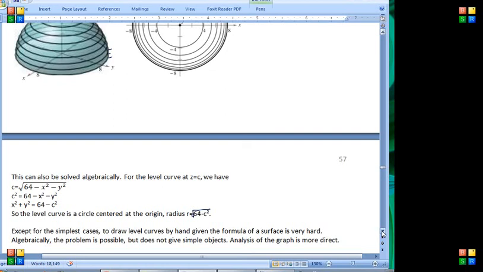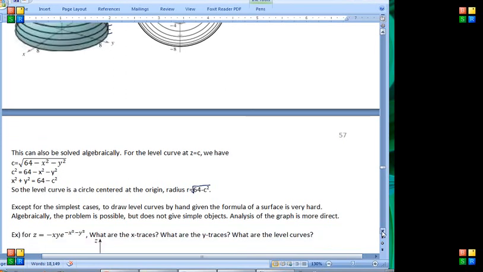Algebraically it's possible in these harder cases, but it doesn't give simple objects, and it's easier to either use software or look at the graph directly. So let's take a look. So this function, z equals negative xy e to the negative x squared minus y squared. What are the x traces? What are the y traces? Instead of calling them z traces, we're going to call them level curves.